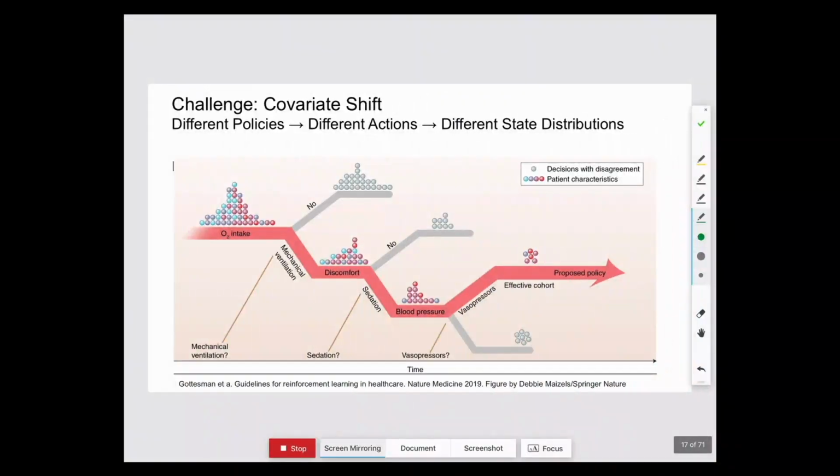And I think that's really nicely illustrated by this figure that was in a Nature Medicine paper by some of my colleagues. So this is looking at what would happen if we try to use medical records to figure out from those records what's a better policy to deploy in the future. And what it's illustrating is the challenge of doing multiple decisions.